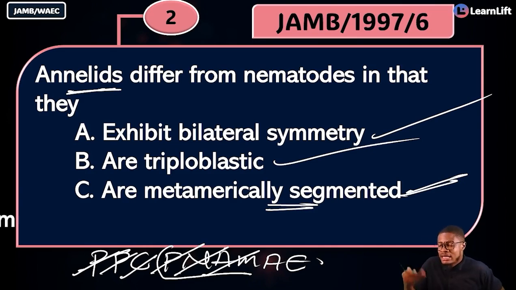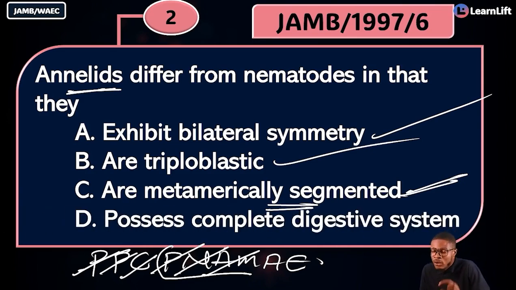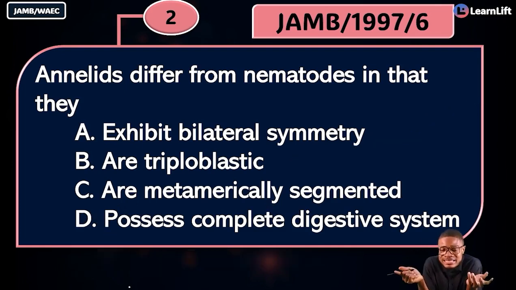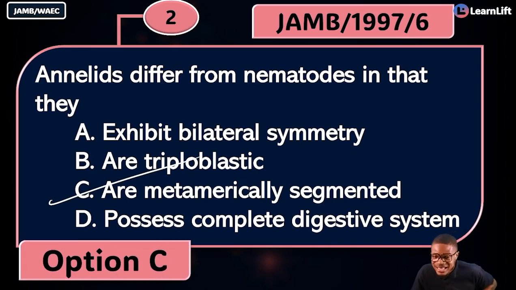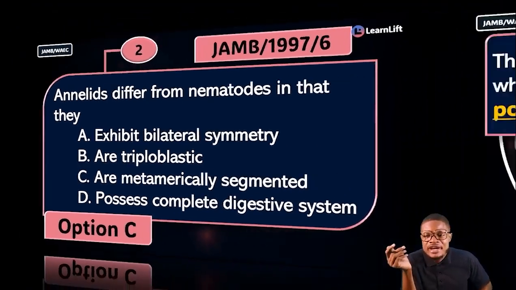Option D says they possess a complete digestive system. Nematodes have a complete digestive system, and annelids also have a complete digestive system, so that cannot be a strong point. So what is the correct answer? Option C is the answer, metamerically segmented, because annelids are the ones that are metamerically segmented. Nematodes are not segmented.